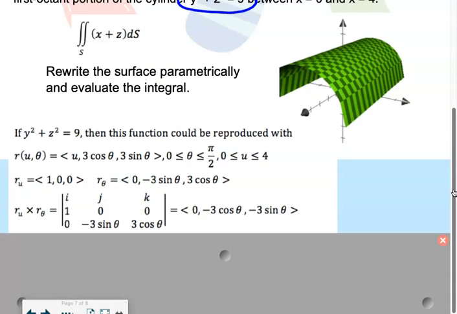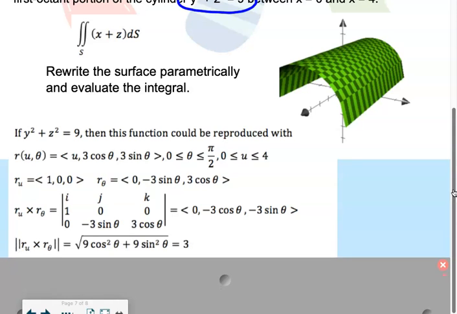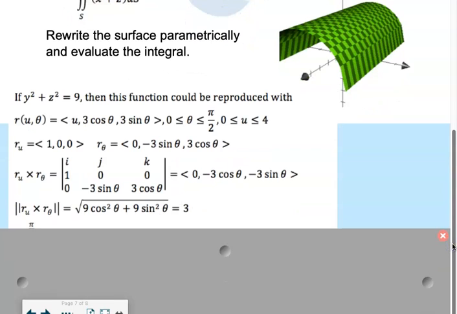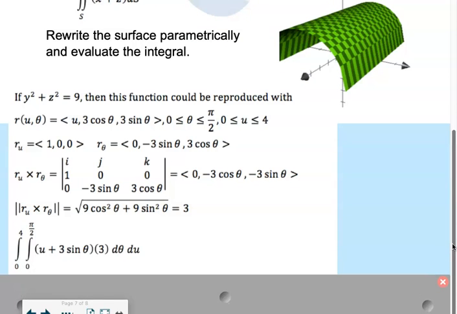All right, so this is my cross product. I got 0, negative 3 cosine theta, negative 3 sine theta. How do you do with the cross product? That's fine. Okay, then you've got to find the magnitude, which would just be 3 once you square them and add them together. All right, and then you rewrite your integral. So your integral now, remember it was x plus z, so it's u plus 3 sine theta times the magnitude of the cross product, d theta du. Theta is going 0 to pi halves, u is going 0 to 4.